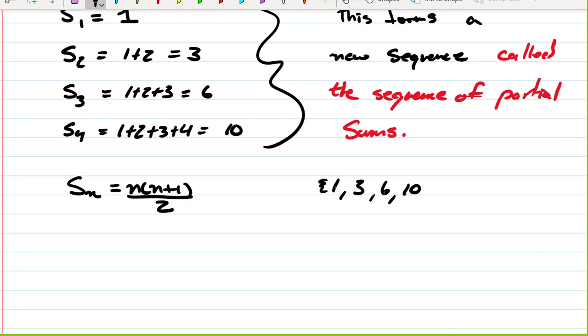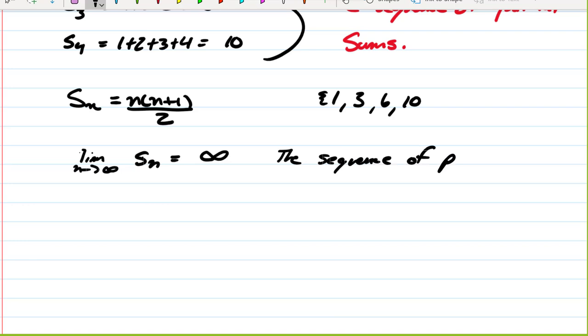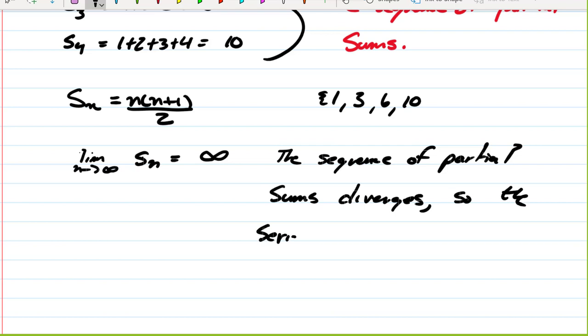So now, if we take the limit as n goes to infinity of S sub n, well, that's infinity times infinity divided by 2, so that's going to be infinity. So the sequence of partial sums diverges. So the series also diverges.